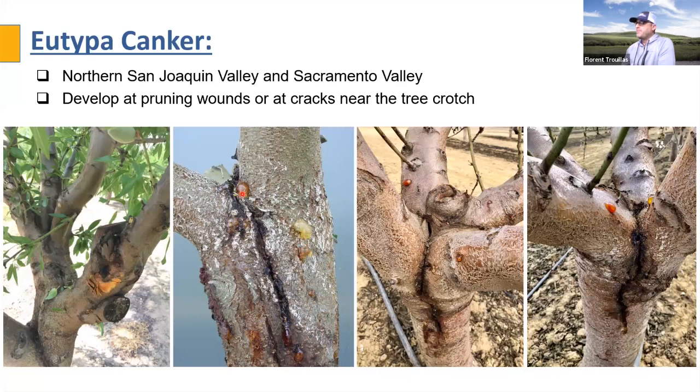But typical cases where I've encountered Eutypa lata were these cracks at the junction of the main scaffold branches and the trunks. Oftentimes, in these scenarios where you see a little gumming occurring at these cracks, they were linked to Eutypa lata and the Eutypa canker.